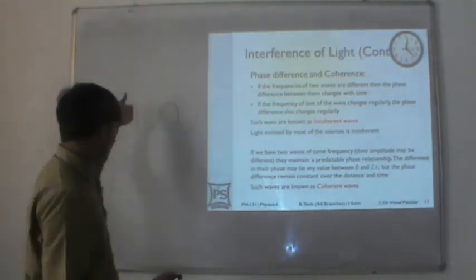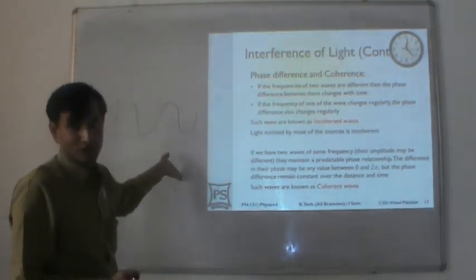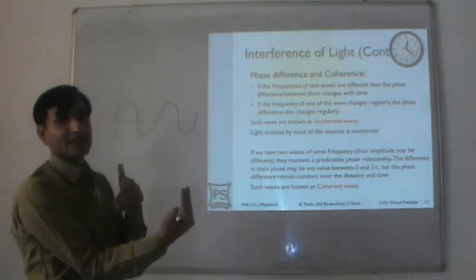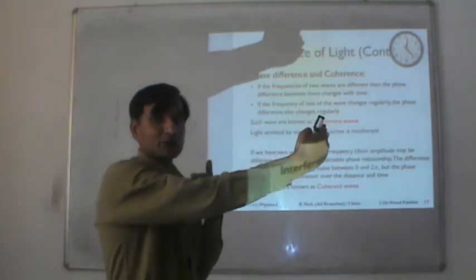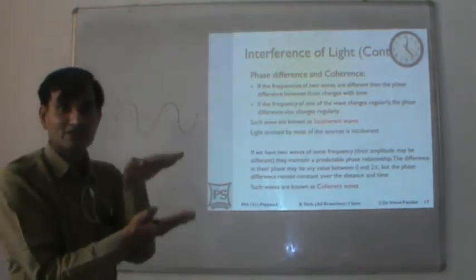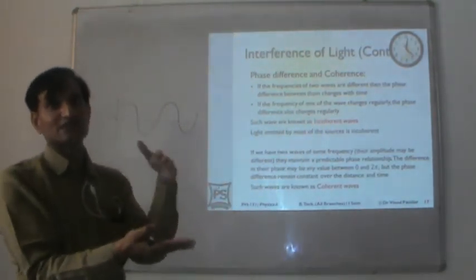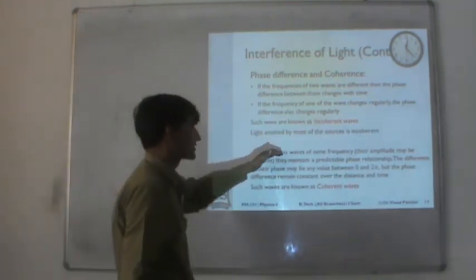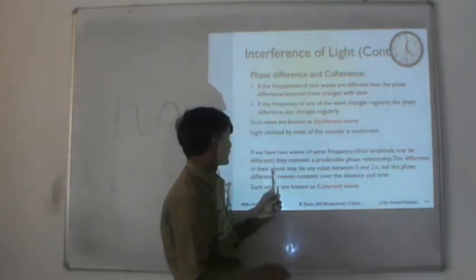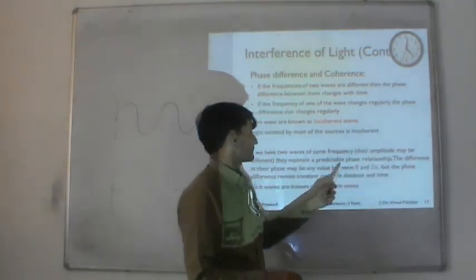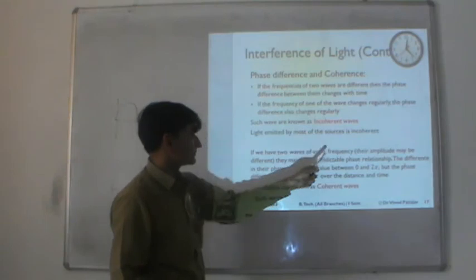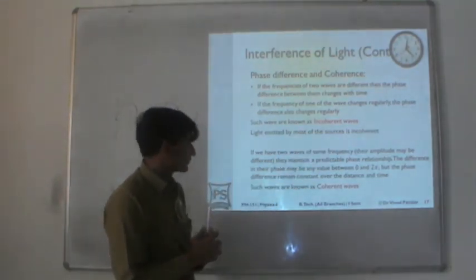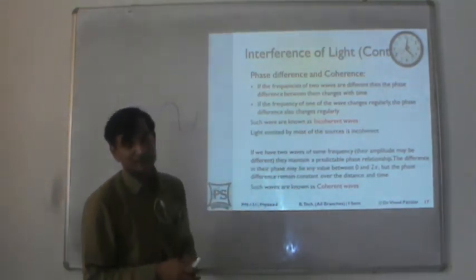If there is a phase difference of pi by 2 initially, means the wave is shifted by an angle of pi by 2, then you will observe that everywhere both the waves are shifted by an angle of pi by 2. So this does not change with time, and this is what we say, there is a predictable phase relationship, and which remains constant throughout.